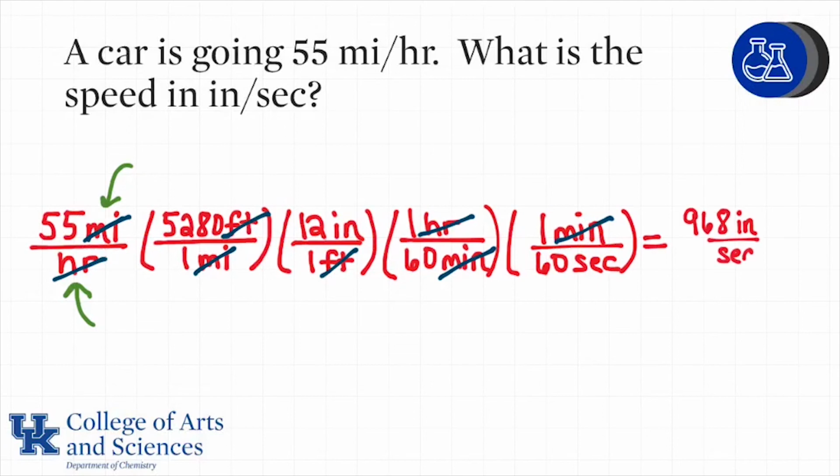I solve the problem and I get 968 inches per second. When I round to the correct number of significant figures, I get 9.7 times 10 to the 2 inches per second.